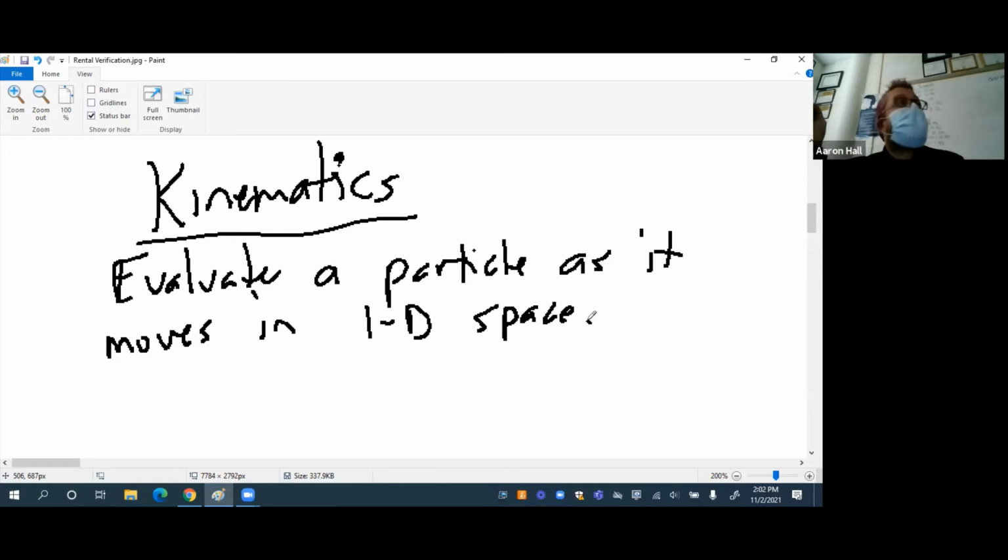Left and right. Yeah, that's all it can do is left or right. It can't go up or down. It can't go backward, forward. All it can do is move left or right.